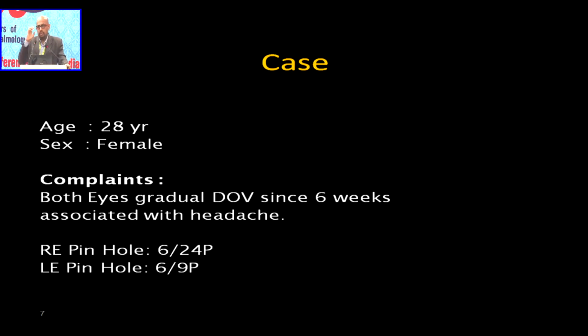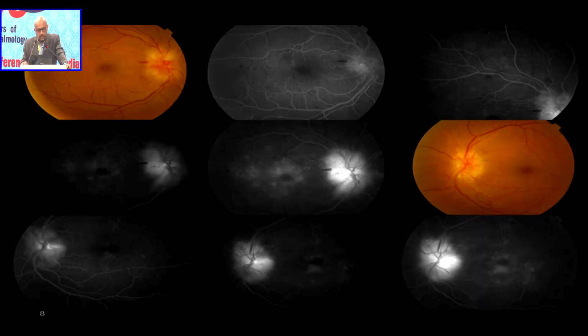All right, so that's about chiasmal compression and the associated features. Let's look at one more case. This is a 28-year-old female. She's a little obese. She has been having difficulty in vision for the last 6 weeks. She has been having headaches associated with this dimness of vision. Her visual acuity is 6/24 in the right eye and 6/9 in the left eye. Her fundi look like this.